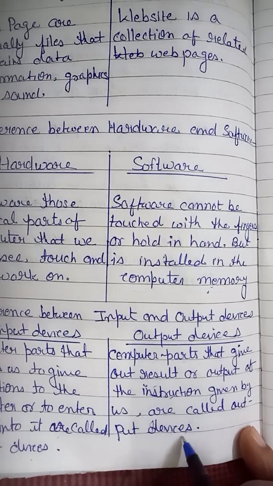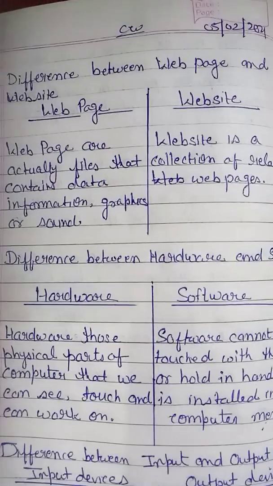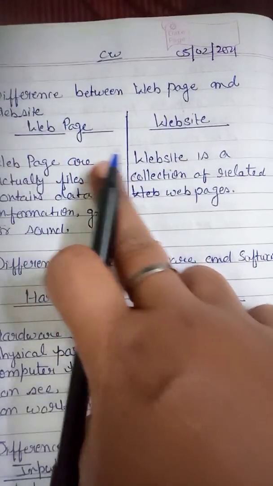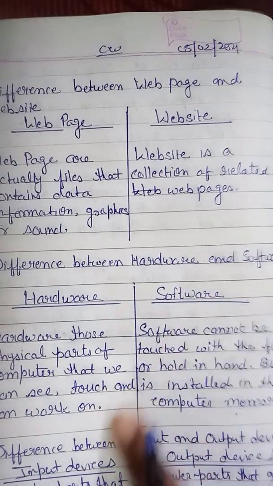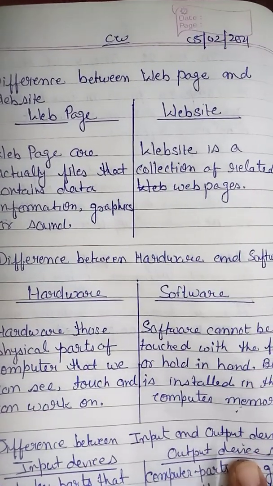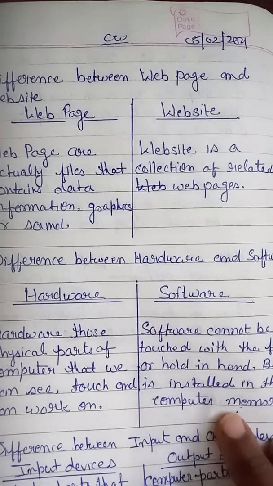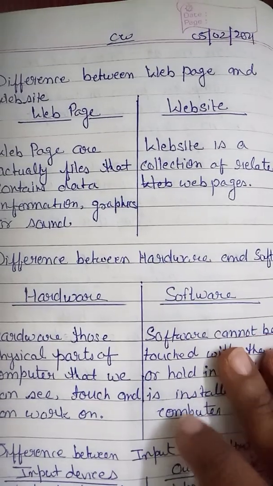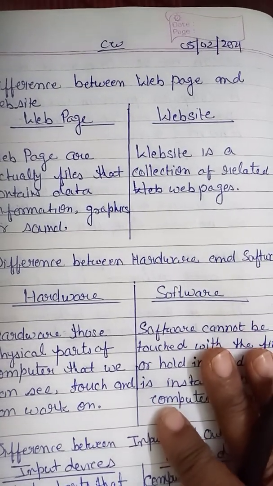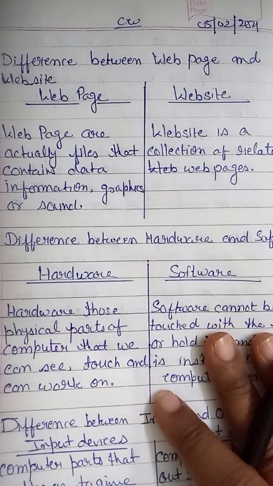Dear student, this is the difference between web page, website, hardware and software, input device and output devices. You have to read, you have to write in your computer classwork copy and learn it very well. It is very important for your exam, this differentiation.